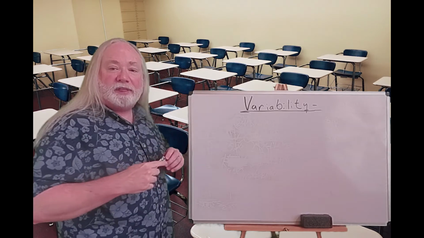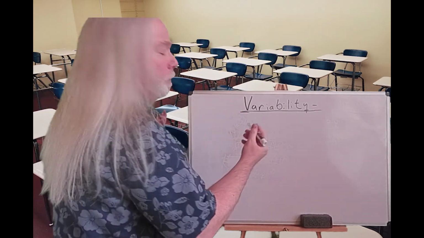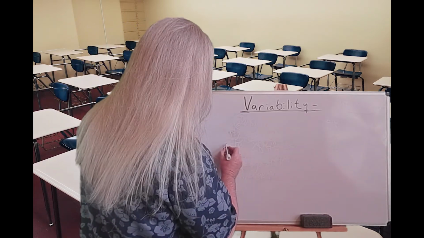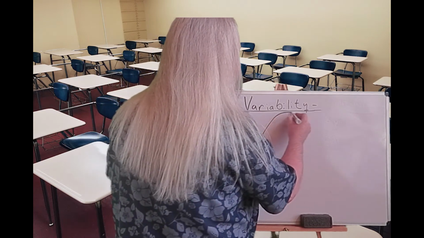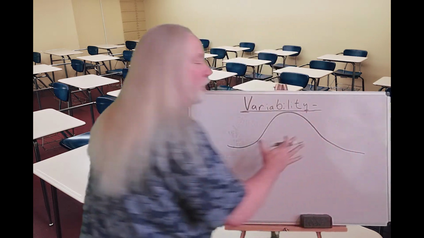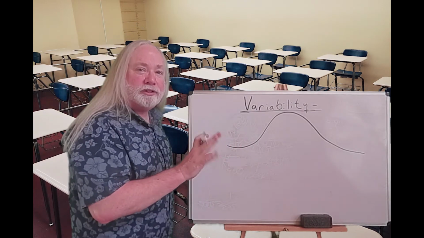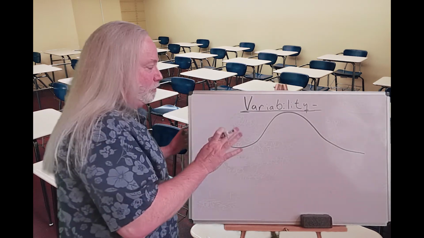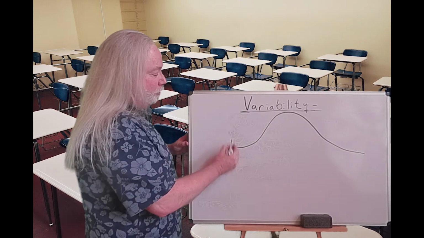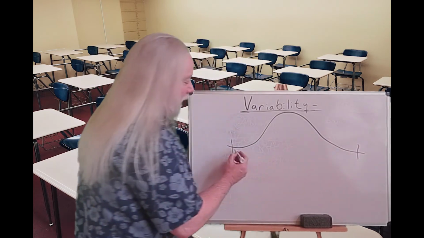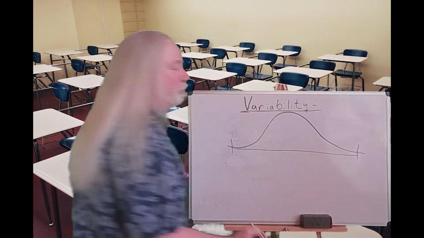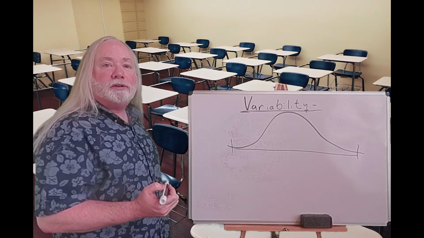Well, let's think about that for a second. I'm going to put a bell curve up here, a normal curve. So this is my population of scores. That's all the scores. They're all present and accounted for. And let's just think about range. It's easiest to think about this in terms of range. Well, we go to the lowest score, we go to the highest score, and we subtract, and we know the range for this population of scores.